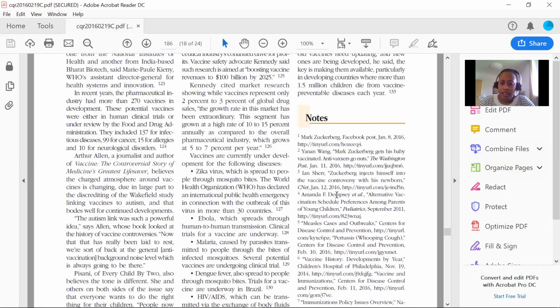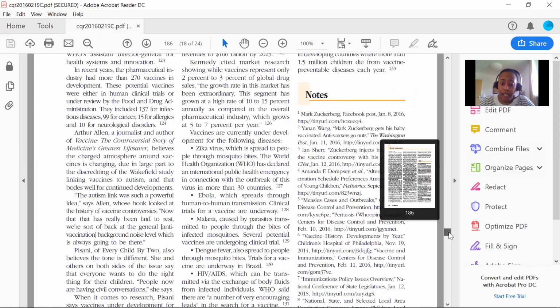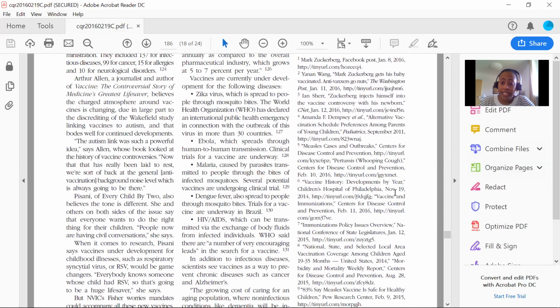Zuckerberg injects himself into the vaccine controversy with his newborn. Alternative vaccination schedules, measles cases and outbreaks, vaccine history, developments by year, Children's Hospital of Philadelphia. So if you're looking specifically for something within the United States, this can be really important because most of these issues are just within the United States, at least the ones that we've looked at thus far, up to Philadelphia, which is in the United States.